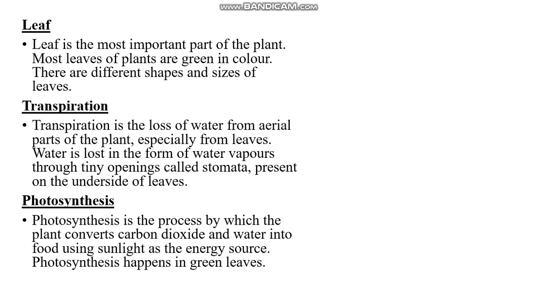The leaf has two important functions, transpiration and photosynthesis. Transpiration is the loss of water from the aerial parts of the plant, especially from leaves. Water is lost in the form of water vapor through tiny openings called stomata, which are present on the underside of leaves. Another process is photosynthesis. Photosynthesis is the process by which a plant converts carbon dioxide and water into food using sunlight as the major energy source. This photosynthesis takes place in the green leaves.